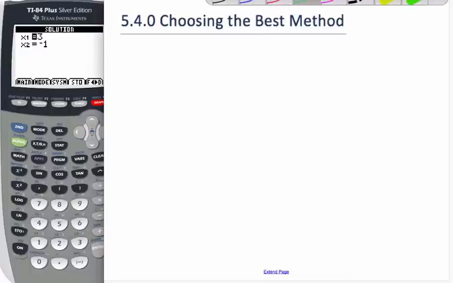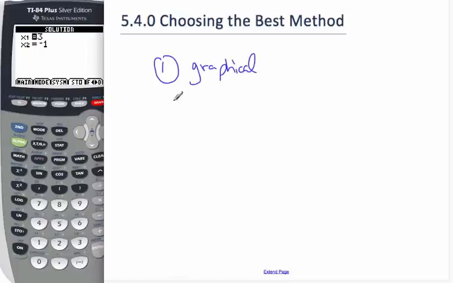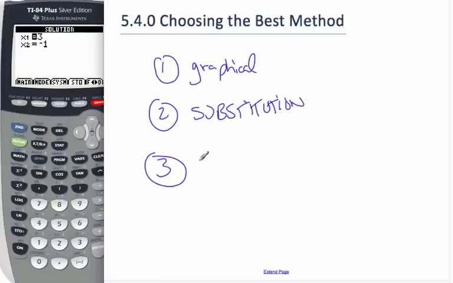Mr. Cole. And we've been talking about solving simultaneous equations, or if you're American or Canadian, you call them systems of equations. And we've narrowed it down that we have three main methods. The first method is a graphical approach. The second method is substitution. And the third method is elimination. And sometimes, depending upon what you are given, one method is more appropriate than the other.